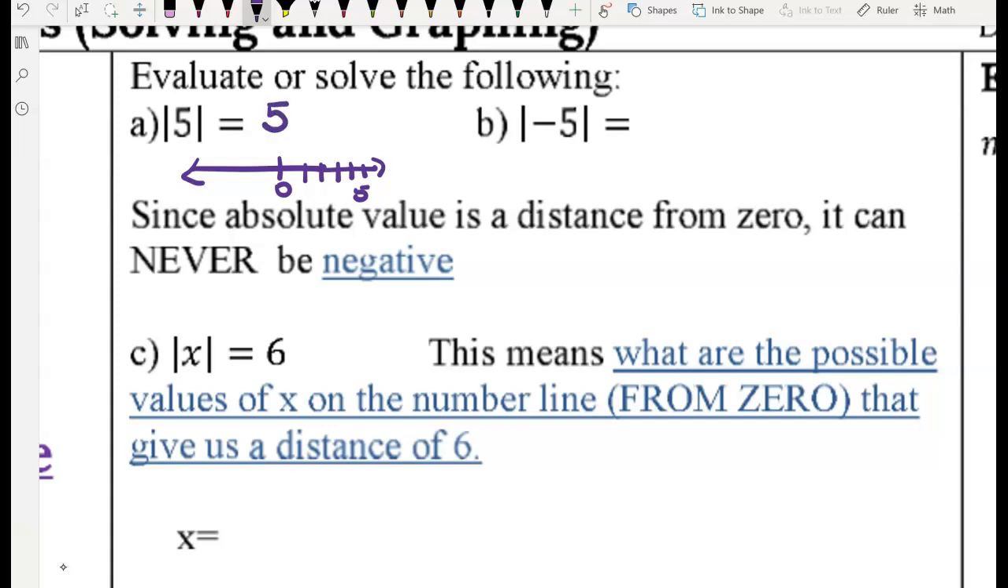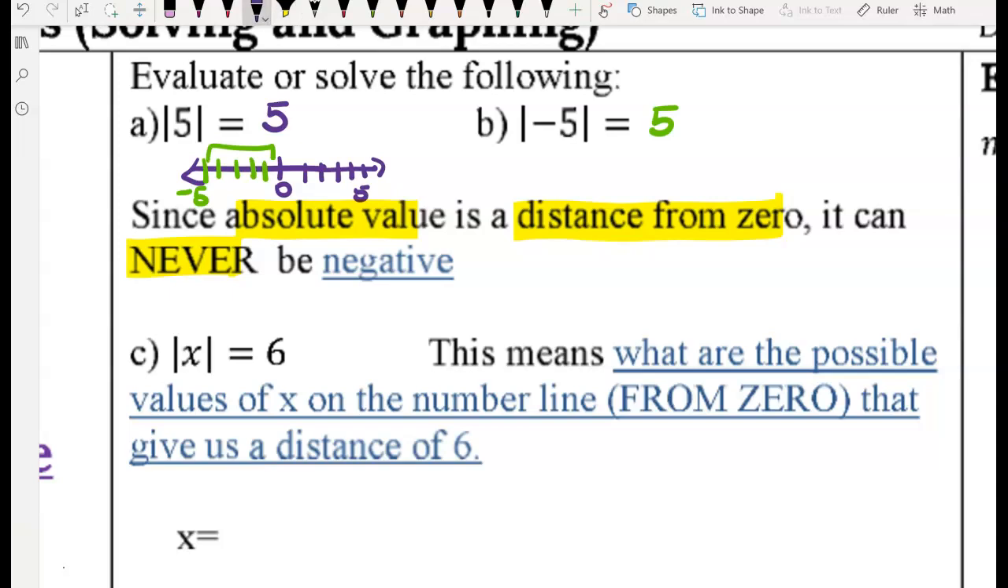Okay. What happens when you have negative 5? 1, 2, 3, 4, 5. Here's negative 5. The distance from 0 is still 5 units. That's why absolute value is always positive, okay? Because it is a distance. In other words, since absolute value is a distance from 0, it can never be negative.